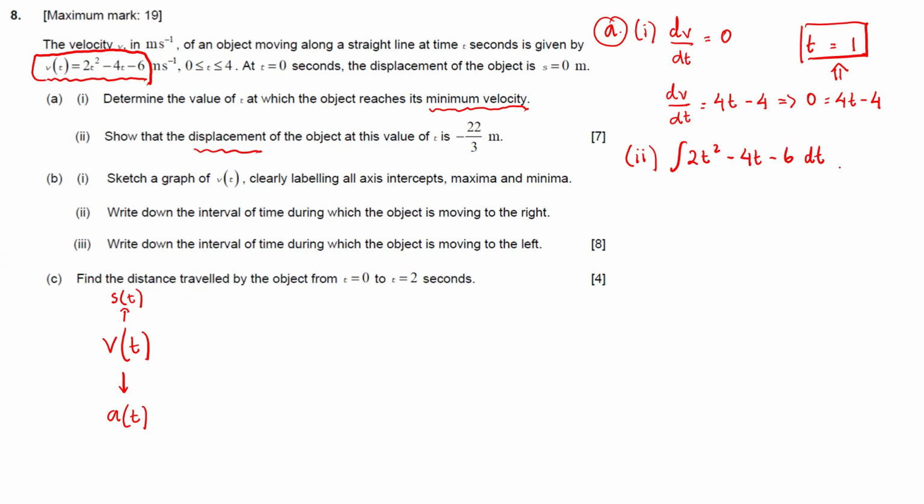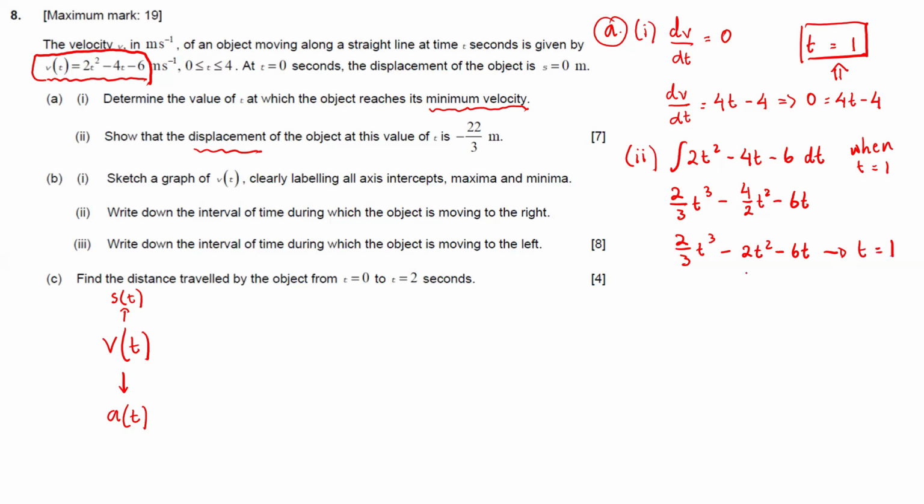Now, we want to get the displacement of the object at this value of t, which means when t equals 1. So let's integrate this one here. We will have 2/3 t to the power of 3 minus 4 out of 2 t squared, and then minus 6t right here. Let's simplify: 2 out of 3 t cubed minus 2t squared minus 6t. Now we only need to substitute t equals 1 right here.